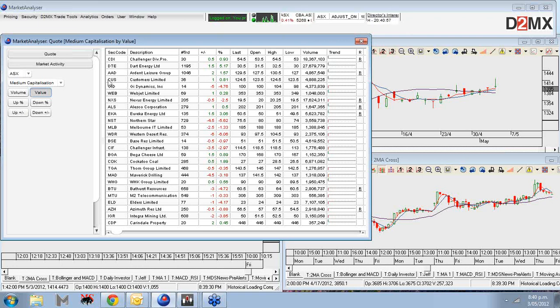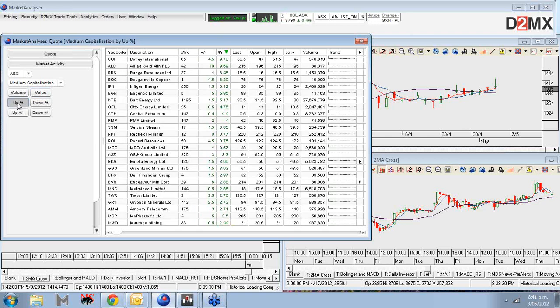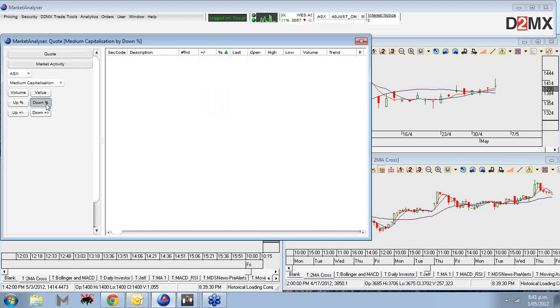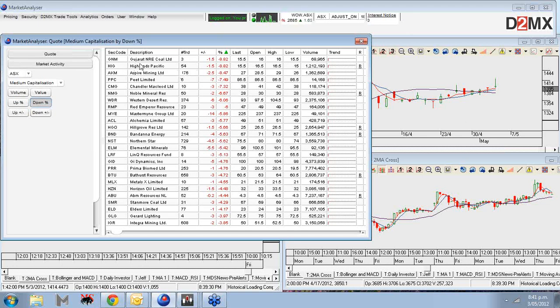You can also have a look at what's moving as far as percentages goes. Here the market's up. Percentage, the big movers today were Coffee International and Allied Gold. Coffee was up 9.78 and Allied Gold up 9.69. Now it can be useful to catch on to some of these shares very early in the day, and if they're going to continue a move, to get on board and ride that. And you can monitor what is up and what is also down for the day as well. So looking at the moves to the downside, we saw G&M and HIG, Highlands Pacific, off about 8% today.